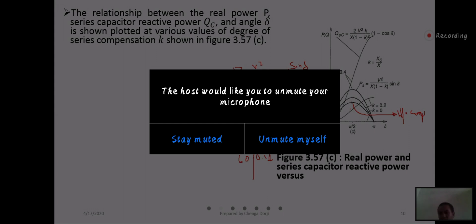Then for the compensation, this is 0.2. Now if it is increased to 0.3, the power will increase, and keep increasing. This is the compensation at K is equal to 0.4. And this is the reactive power given by the capacitor. If you plot delta versus QC, then you get this line. So this is how the power is increased by compensation. Now, have you understood this?